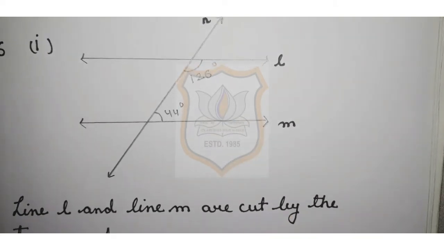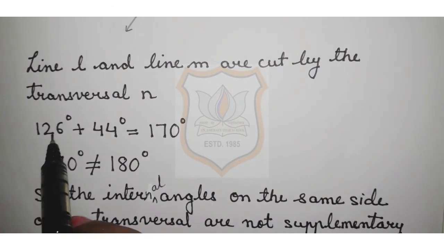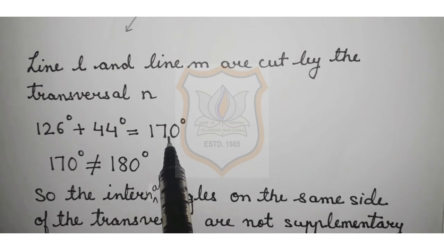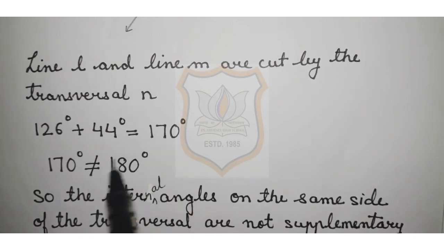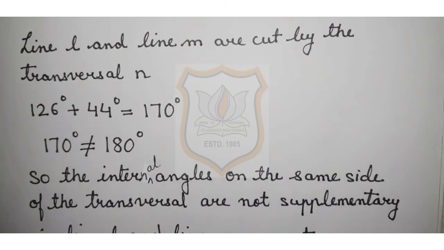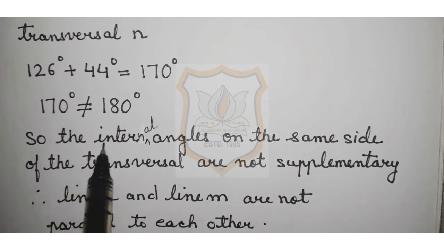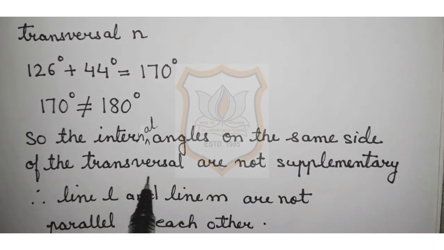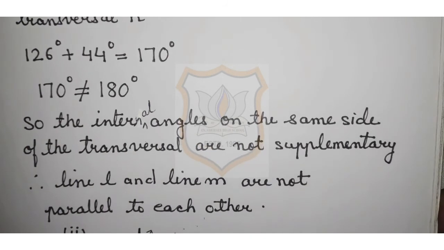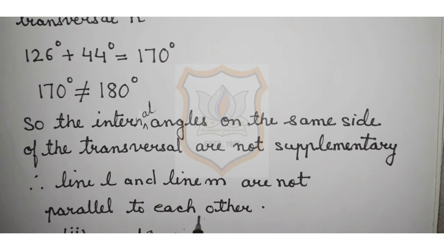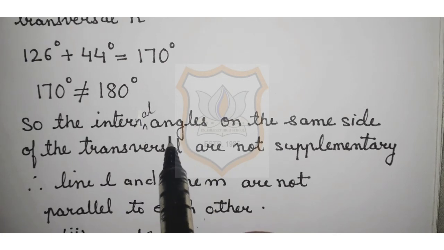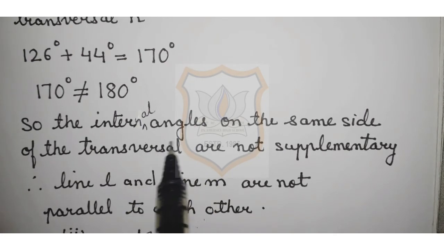So this is 126 degrees plus 44 degrees, that comes to be 170 degrees. That is not 180 degrees. So 170 degrees is not equal to 180 degrees. So we can say that the interior angles on the same side of the transversal are not supplementary. Therefore, line L and line M are not parallel to each other. Students, in this way only you have to write the reason for each and every question.